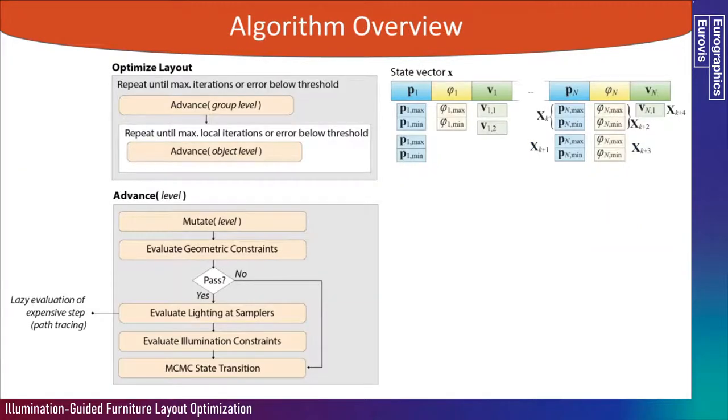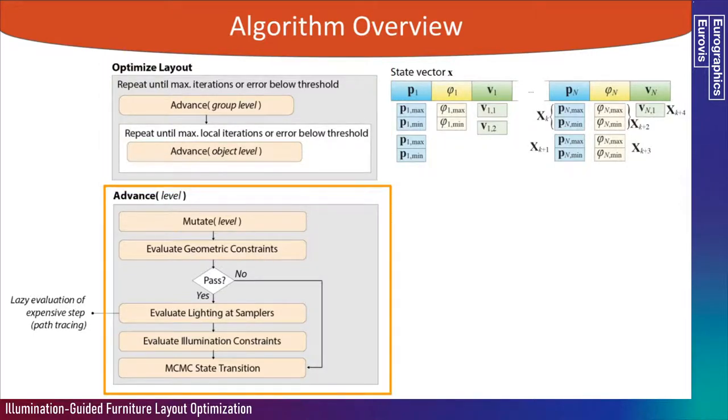Here's an overview of the algorithm. Firstly, each object holds its current state, including position, rotation, and current subspace. Our algorithm works hierarchically, working from the group level down to the object level. At each step, a state mutation is sampled and the state is evaluated in terms of its geometric constraints. If no violations have taken place, the algorithm proceeds to evaluate the lighting samplers, which are used to enforce the illumination constraints. Note that lighting is evaluated only for states that satisfy the geometric constraints because it is far more computationally expensive.